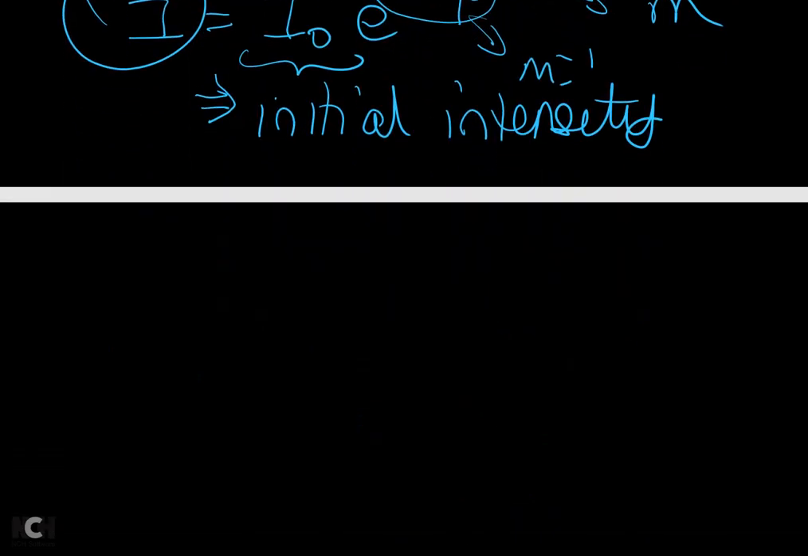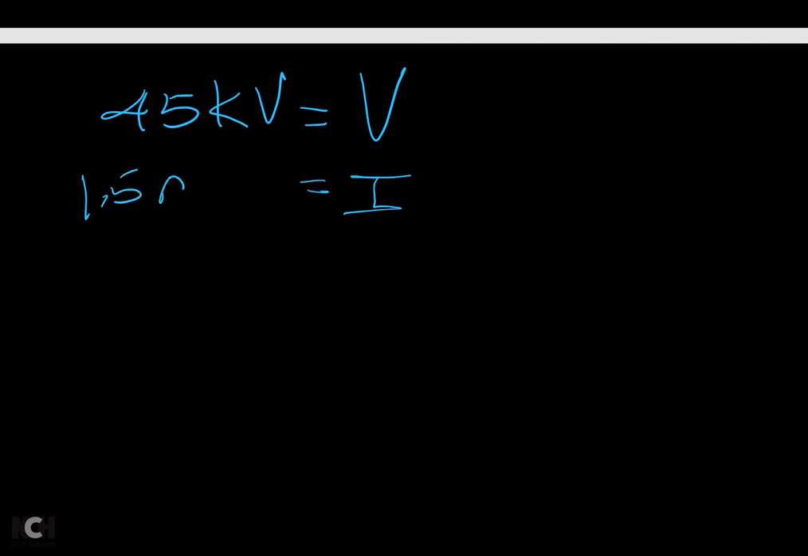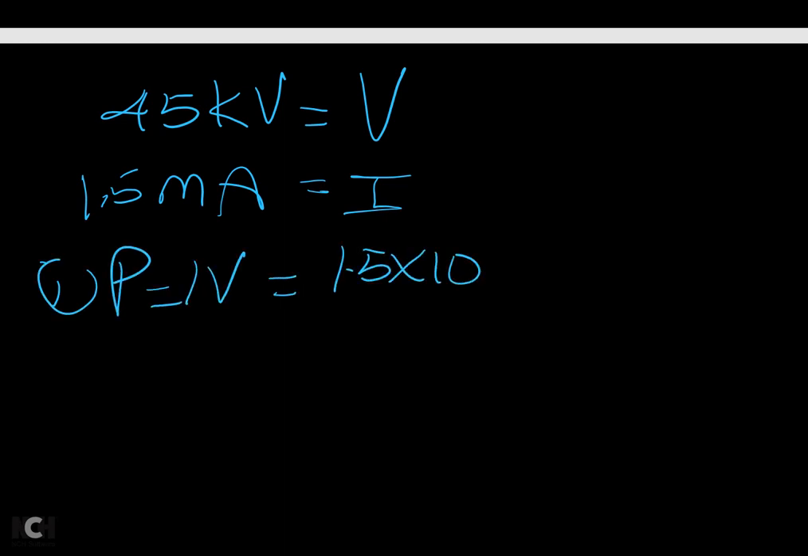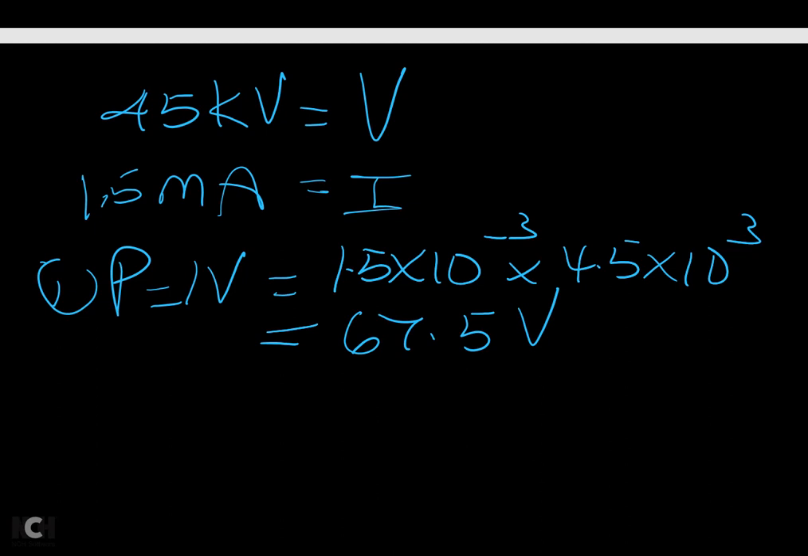Right, so let's look at how we could use these two equations, right? So if you have an X-ray tube, and let's say it's operated at 45 kilovolts, so that is the voltage, and the current flowing through it is equal to 1.5 milliamps. The first thing they could ask you is to get the electrical power. So here the power is equal to IV. So that is 1.5 by 10 to the minus 3 by 4.5 by 10 to the 4. So when you multiply that, you get 67.5 watts.